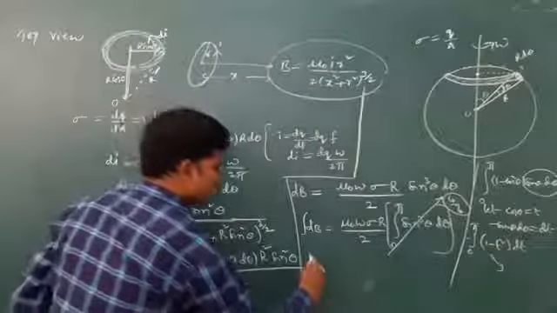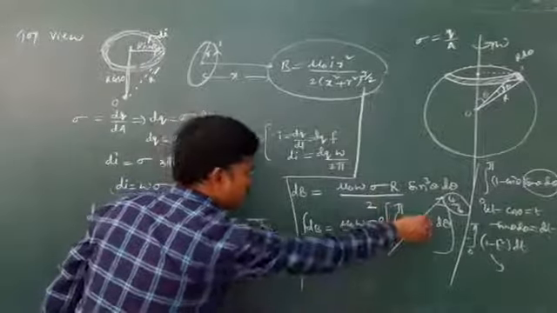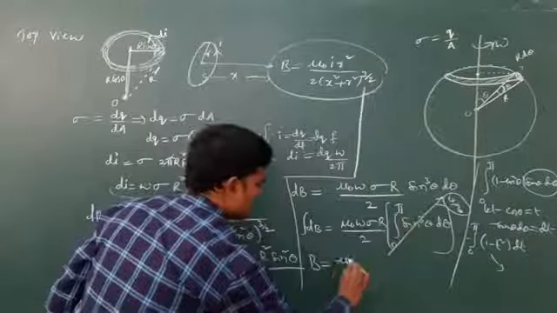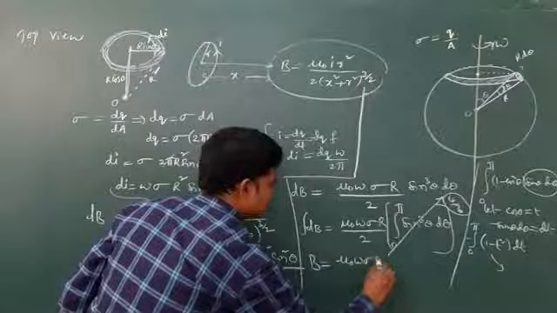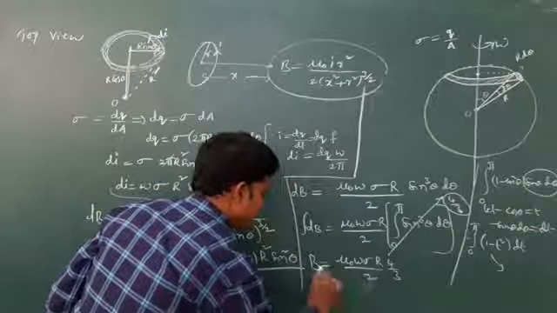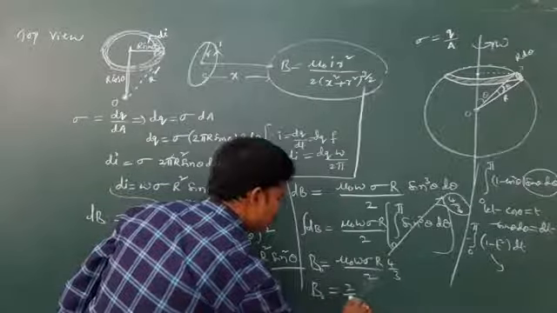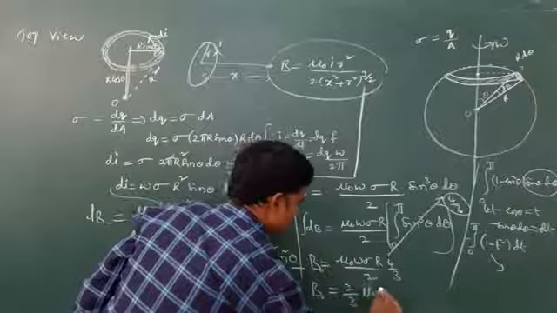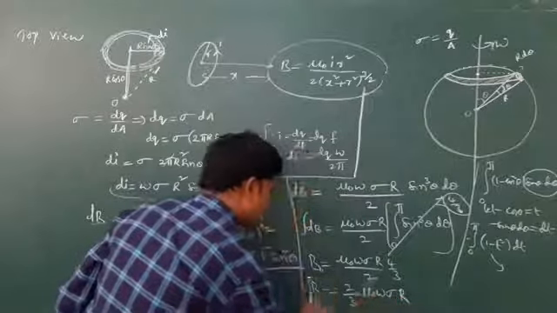Just I missed one step. This B is equivalent to 4 by 3 mu naught omega sigma r by 2, that is 4 by 3, then the field at center is 2 by 3 mu naught omega sigma r.